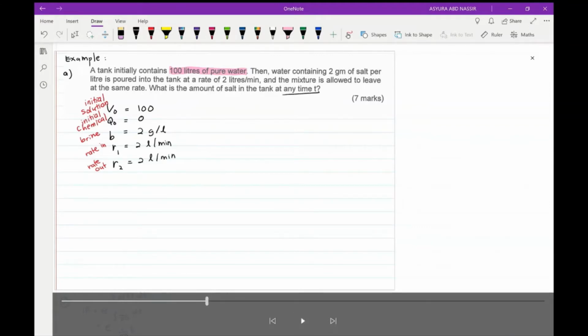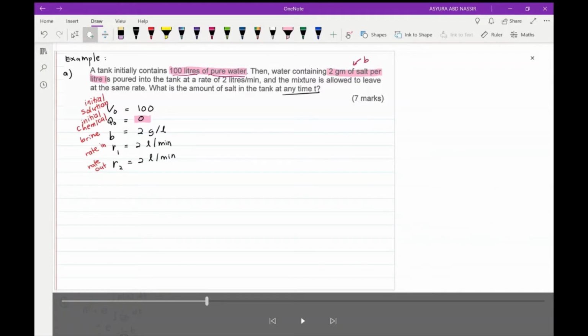Your V0 is 100 liters and it is pure water. When you have pure water, meaning there is no chemical in your tank, that's why your Q0 will be 0. Then water containing 2 grams of salt per liter is poured into the tank. So that's why you have your B. This is your B.